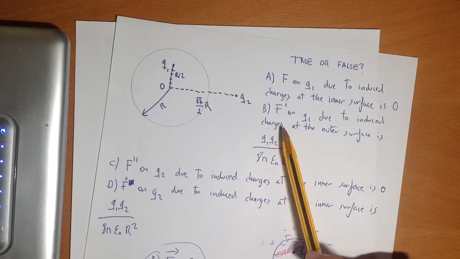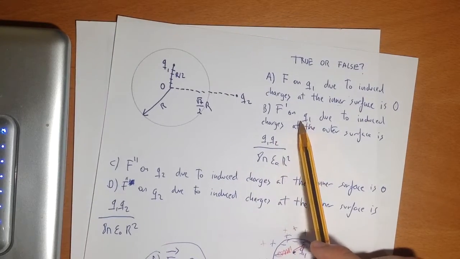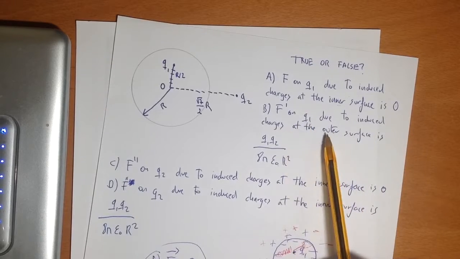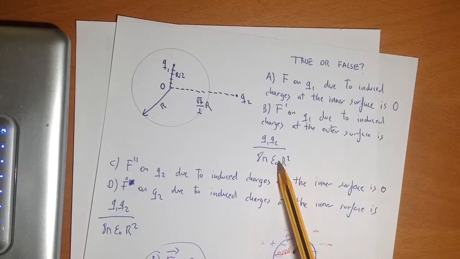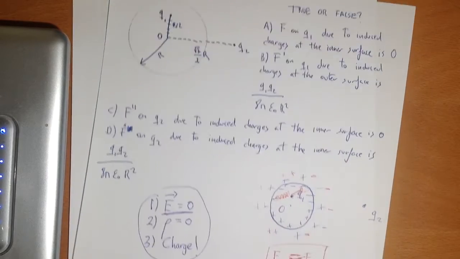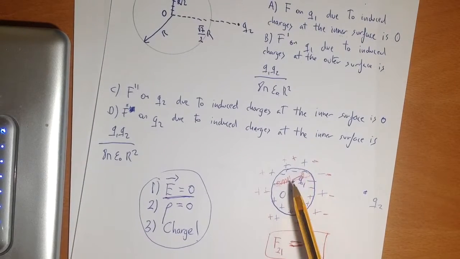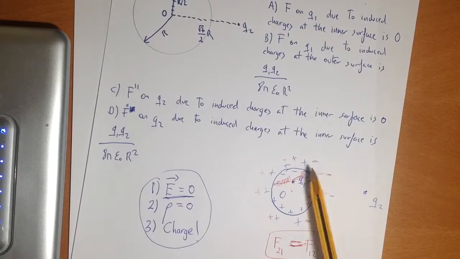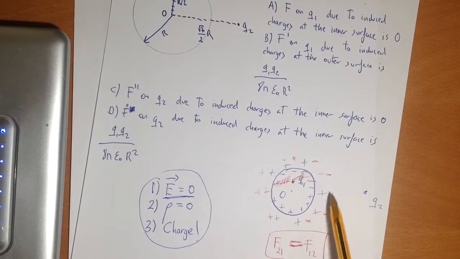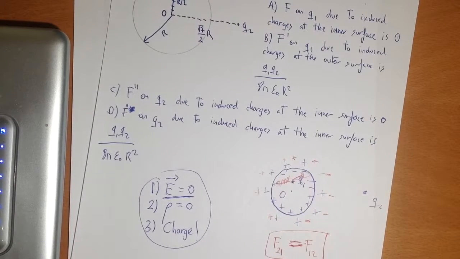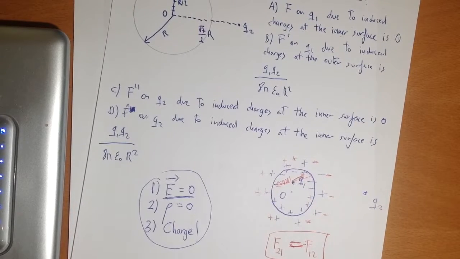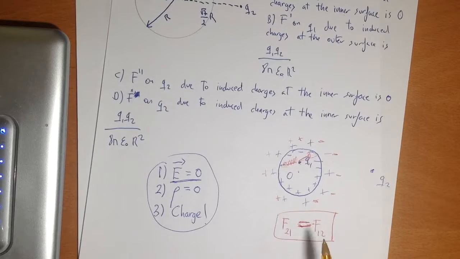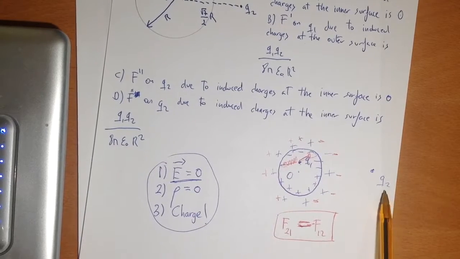Now let's analyze the second sentence. The force exerted on Q1 due to induced charges at the outer surface of the conducting shell is equal to this. So now we have to focus on the outer surface, and as we analyzed before, we have this charge distribution surrounding the shell at the outside, but we also have to focus on Q2. Under no circumstances should we forget about it.